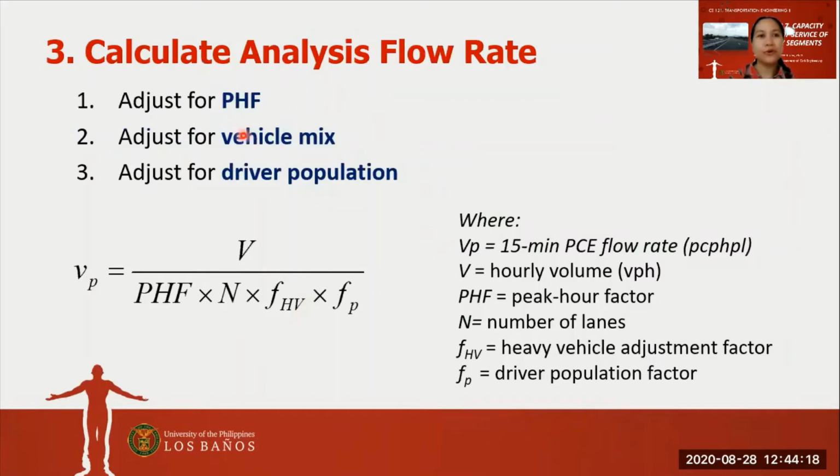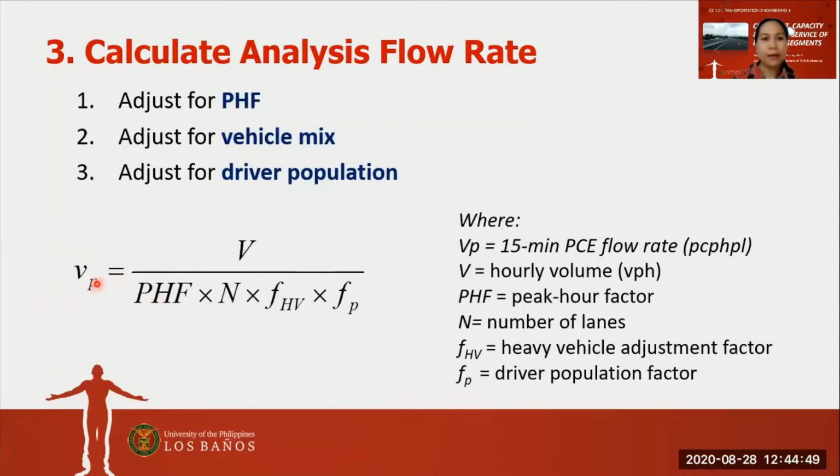Now let's move on to process number 3. We're ready to calculate the analysis flow rate of the freeway. Under this, we have to adjust for the peak hour factor, the vehicle mix, and the driver population. And vp here is actually the flow rate.